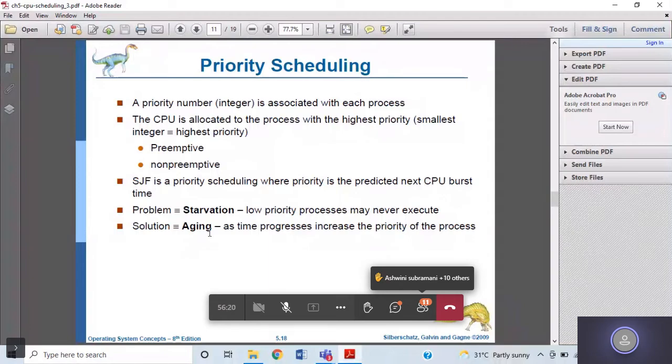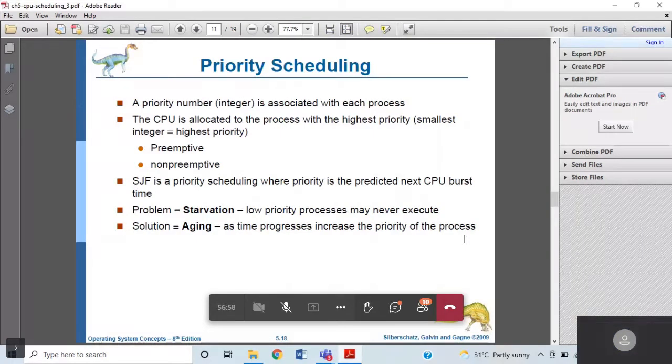In order to solve this problem, we have one idea called aging. What do you mean by aging is, as time progresses, we wait for some time, and after that we increase the priority of the processes. We change the priority of the process so that it can execute. So this is one solution for the starvation problem. Students, I hope you understand the starvation and aging concept. Yes, ma'am.